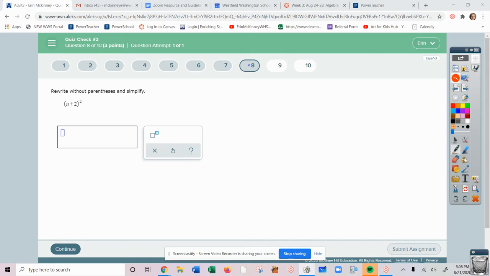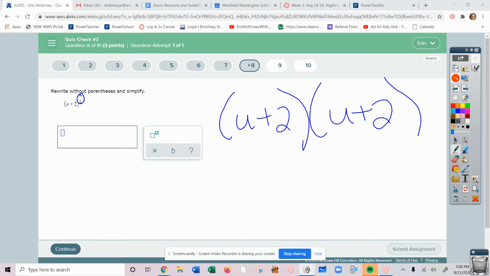Number 8, make sure you are remembering to write this twice. This exponent of 2 here, right, tells us we have to write the u plus 2 twice. And then once we write that u plus 2 twice, we're back to that distributive property, just like we did on the last several problems.